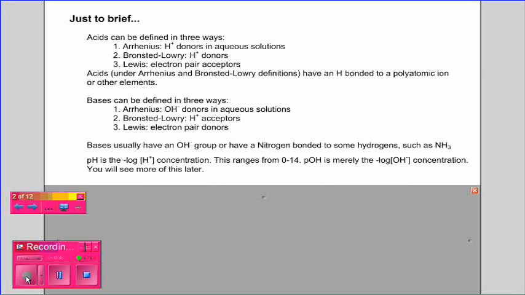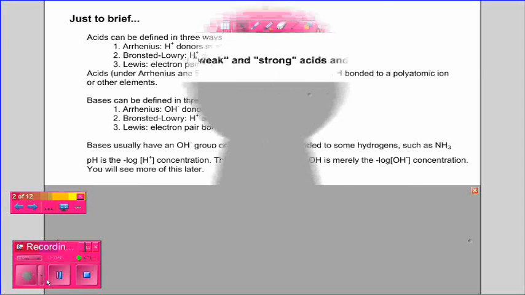pH is the negative log of the H+ concentration. This ranges from 0 to 14. pOH is merely the negative log of the OH- concentration. You'll see more of this later. Just know that pH and pOH added together make 14. So if you know the pOH, you can figure out the pH and vice versa.